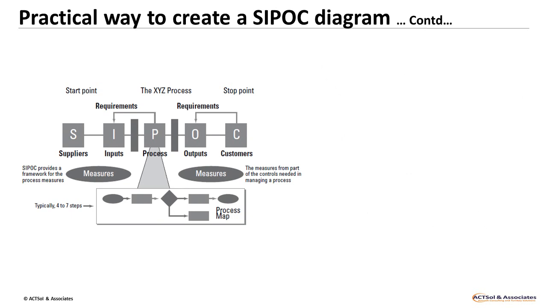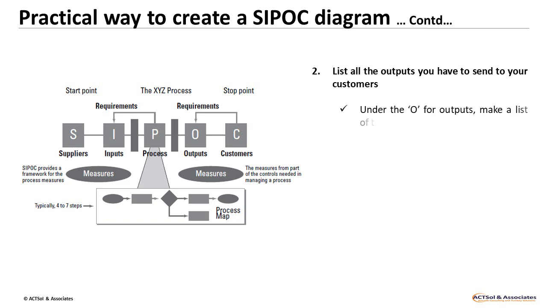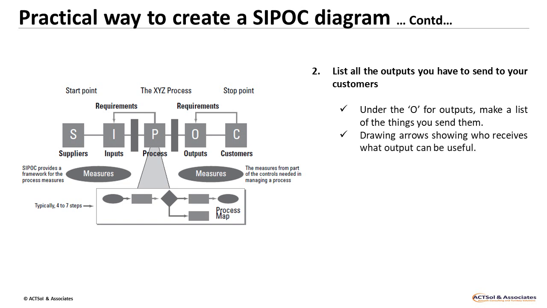Number 2. List all the outputs you have to send to your customers. Now you have your list of customers. What is it that you need to provide them with? Under the O for output, make a list of the things you send them. Drawing arrows showing who receives what output can be useful.